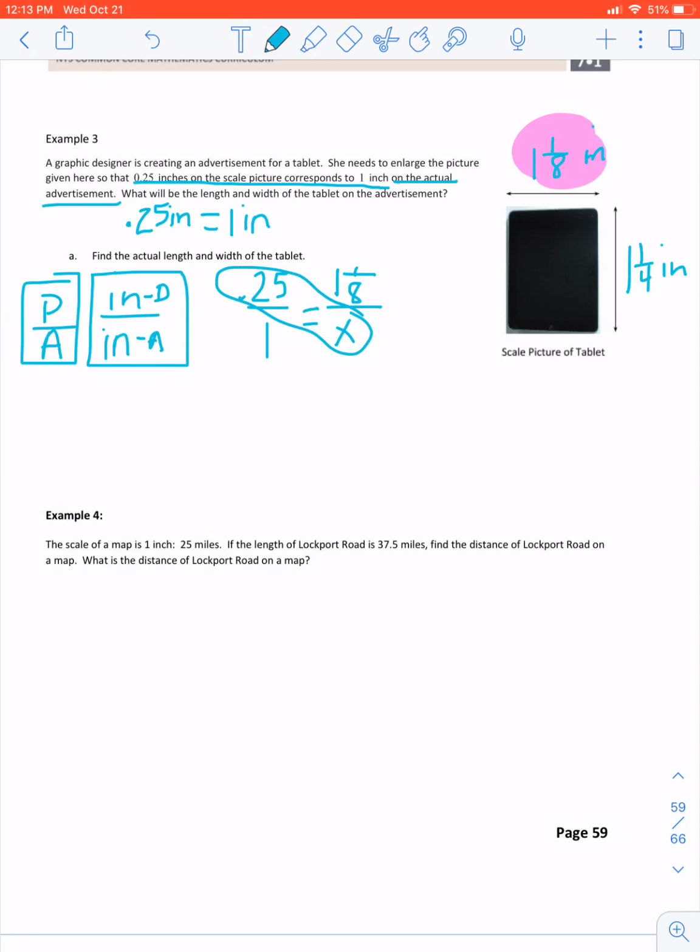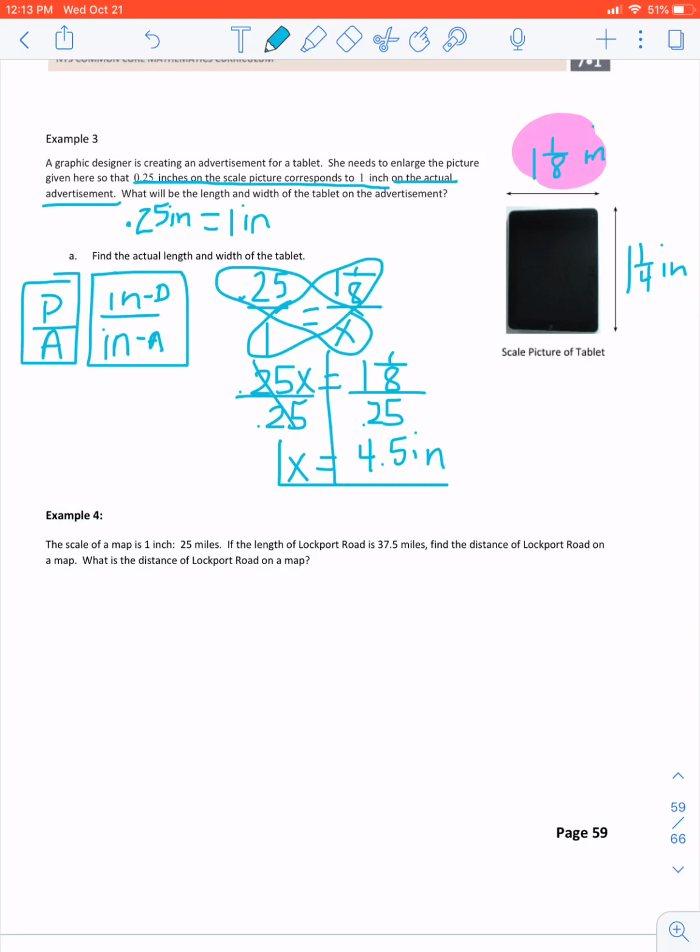Now I'm going to cross multiply. 0.25 times x is 0.25x. 1 times 1 1/8 is 1 1/8. And now we've come to an equation that we have to solve. So we want to get that x by itself. So the only way to do that is to divide both sides by the number in front of the x, so 0.25. That gets rid of the 0.25s, and we're going to take our calculator to divide this. So 1 1/8 divided by 0.25 gives us 4.5 inches. So that's our width in our actual dimensions.